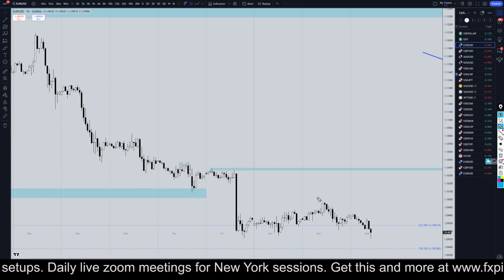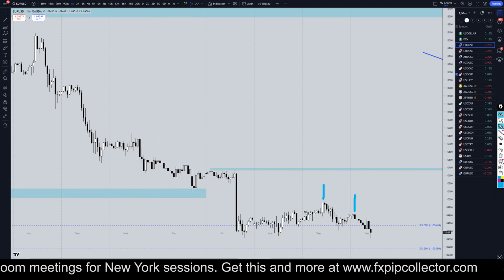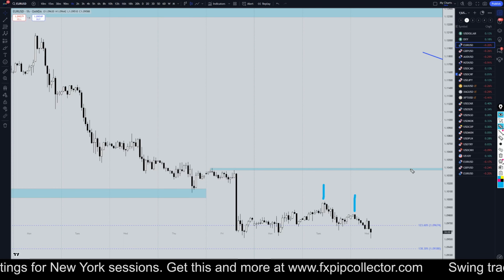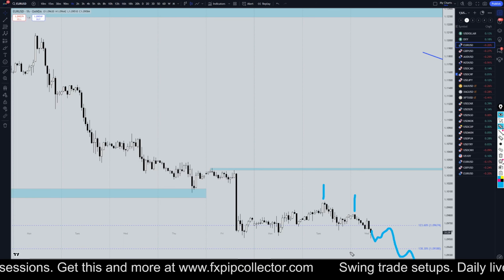shorts. It's been a pretty slow market, but if you went short there, they're definitely pretty good trades. So the trend is your friend. I'm definitely still looking for shorts. There's really nothing stopping this from continuing to make lower lows, lower highs.